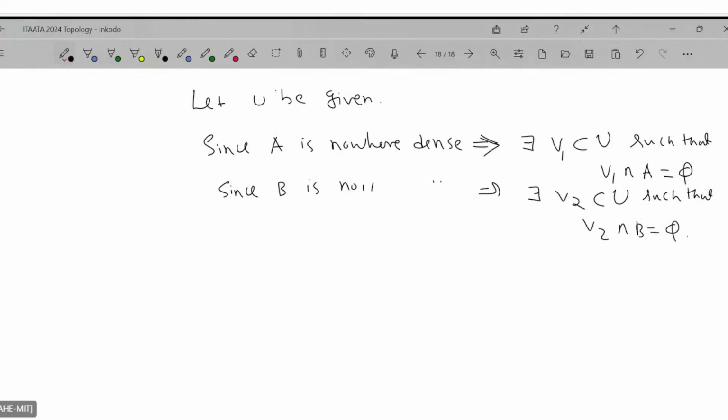So what should I take as a name? V1 intersection V2 will be the open set. So then V1 intersection V2 intersection A union B will be empty, and this proves that whatever open set you have, you can always find an open set such that the intersection with A union B is empty. So therefore A union B is a nowhere dense set.